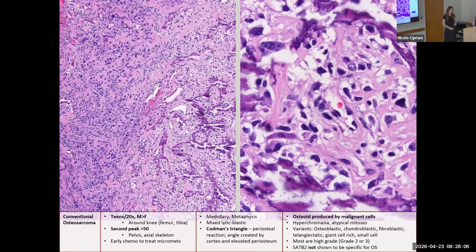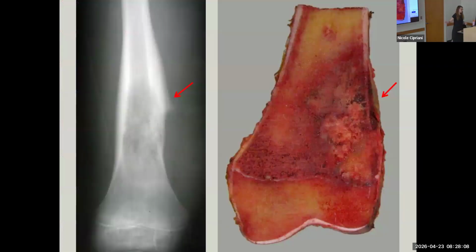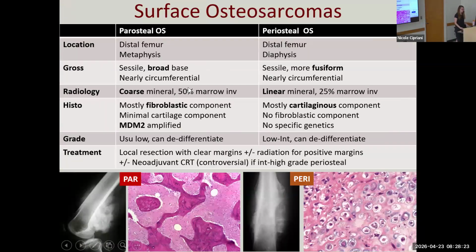90%. Okay. This is Codman's triangle, which is the elevation of the periosteum due to peripheral infiltration by bone, right? That lifts the periosteum up off the surface. And you can see that radiographically. So that's a classic imaging finding of conventional osteosarcoma.